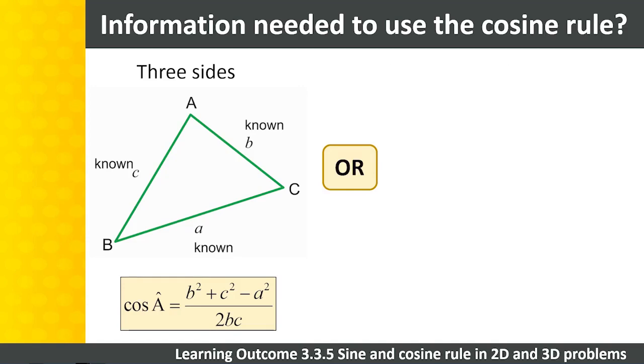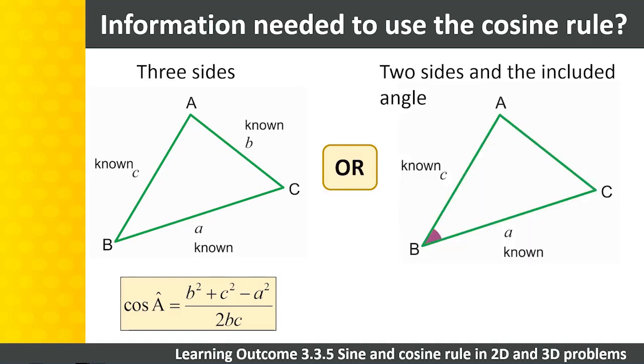Or, if we are given 2 sides and the included angle, we can find a side by applying the formula with the unknown side as the subject of the formula. Students should remember that the sine rule cannot be applied to these situations. Let's watch how a lecturer teaches an example of solving triangles using the cosine rule.